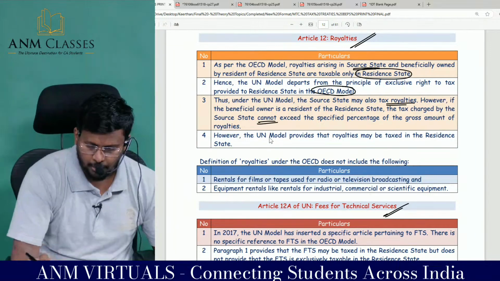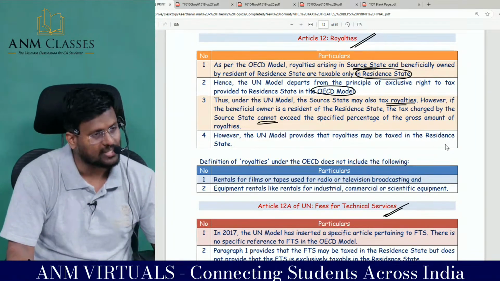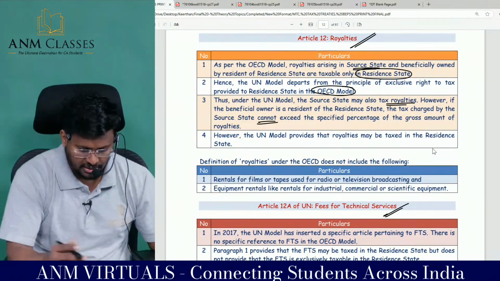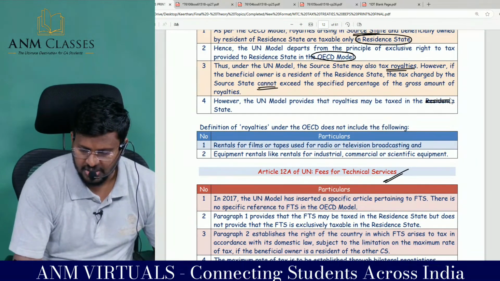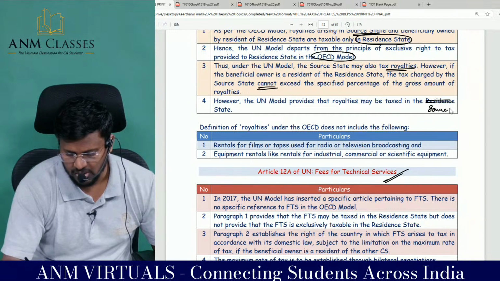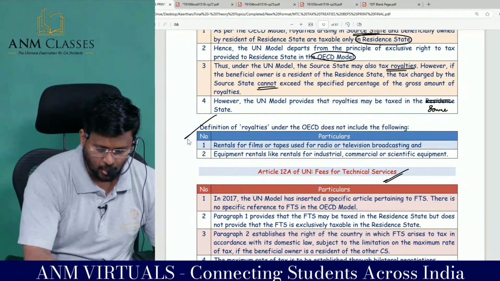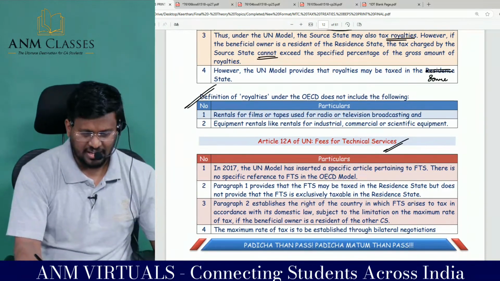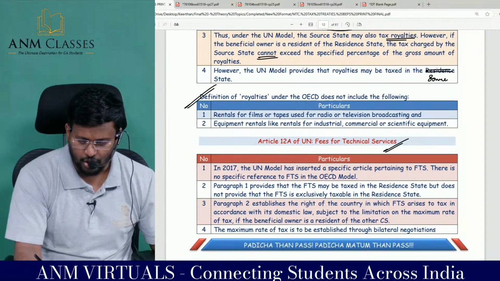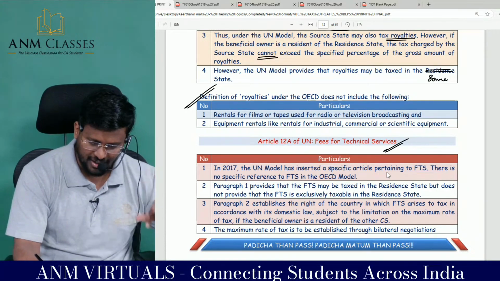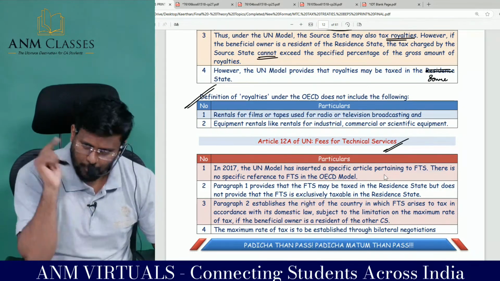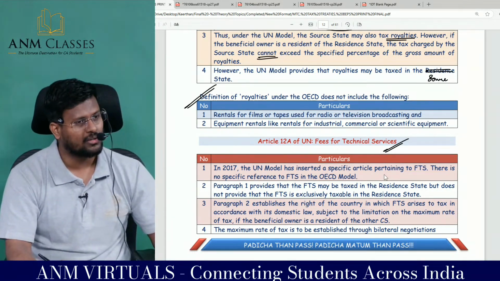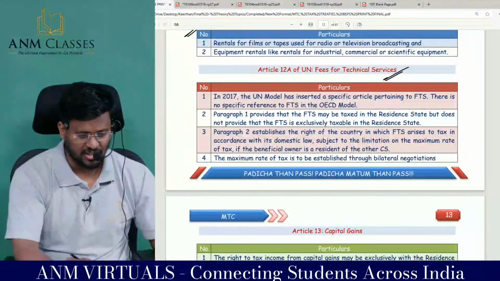However, the UN model provides that royalty may be taxed in the what state? Resident state. Sir, sorry, this is a mistake. This is what state? Source state. The definition of royalty under OECD does not include rental from film or tapes used for radio or television broadcasting, and equipment rental like rental of industrial, commercial or scientific equipment. But these two things will also be treated as ROI in the UN model. Fantastic to the core. The next one, sir.